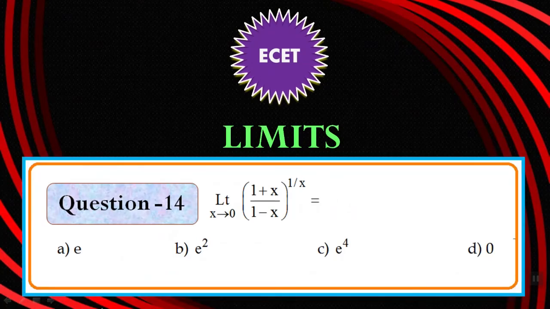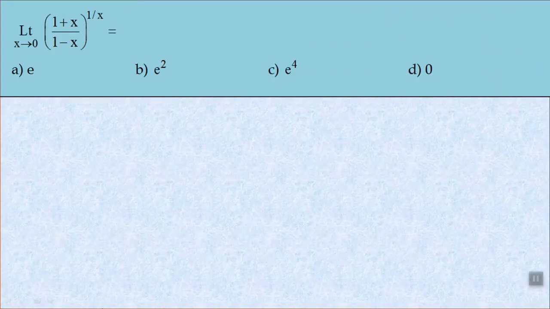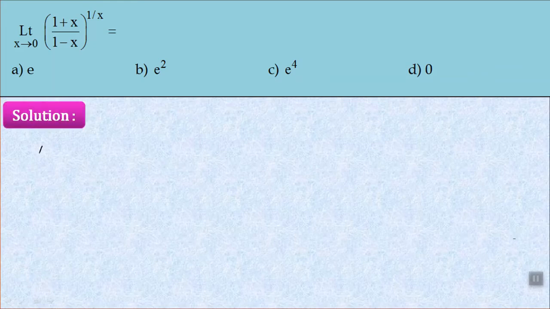Dear students, see question number 14. Read the question and write it. The question is: limit x tends to 0, ((1 plus x) by (1 minus x)) whole power 1 by x is equals to. Let us start the solution.